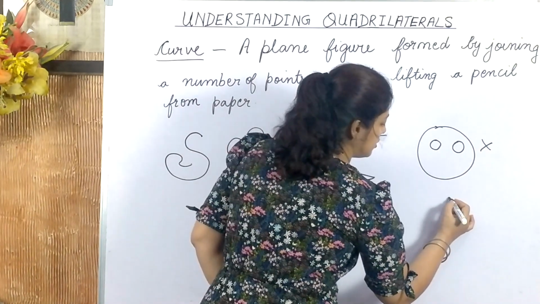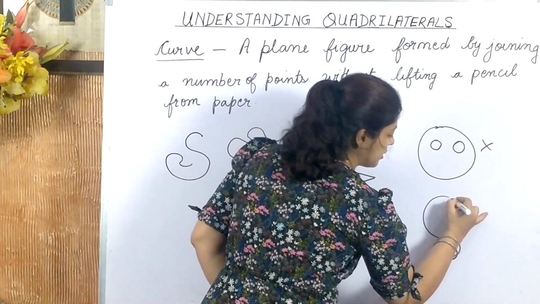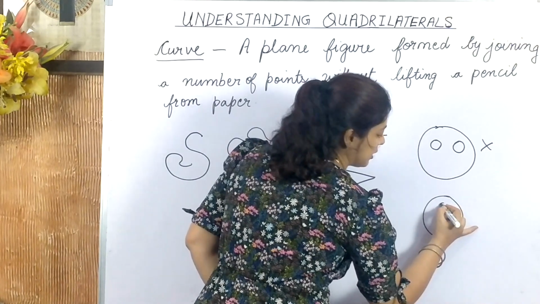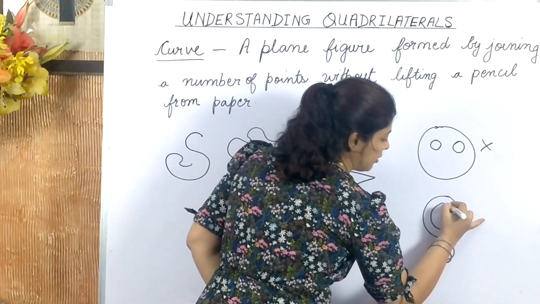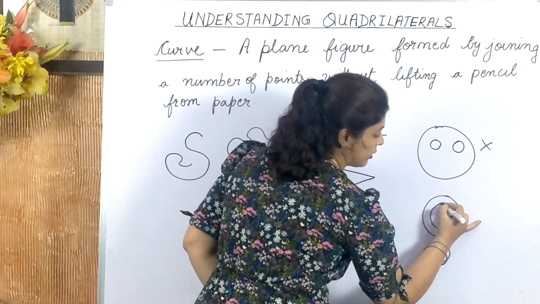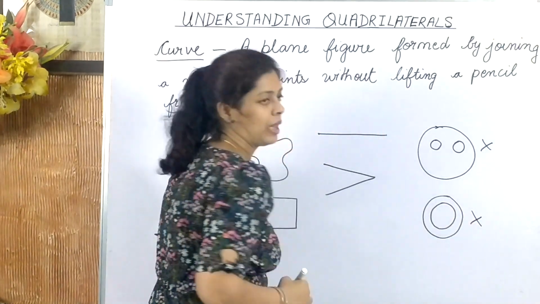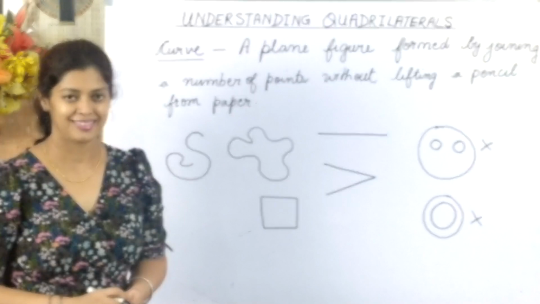Or if I make two circles like this, suppose I make this circle, now to make another circle inside, I have to lift the pen. I lifted the pen from here to reach here. So this also is not an example of a curve.